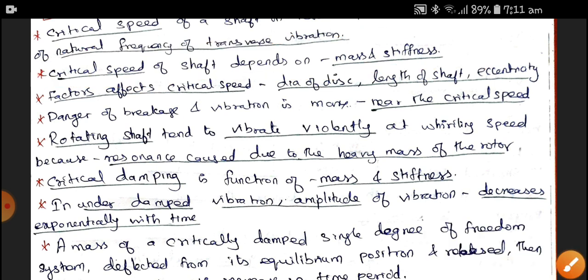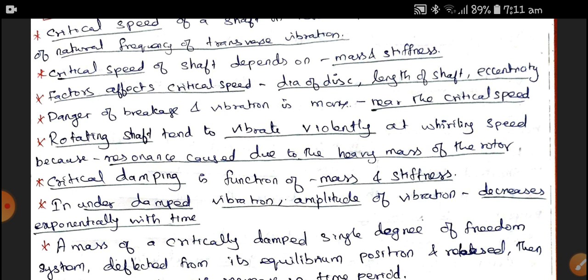It is a bit critical. And the next one, factors affecting the critical speed are the diameter of the disc, length of the shaft and eccentricity. Next, the danger of breakage and vibration is maximum near the critical speed. When the shaft is at the critical speed, there is a danger of vibration as well as the danger of breakage.